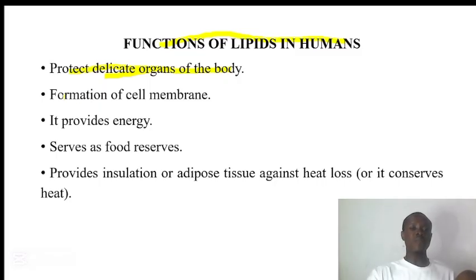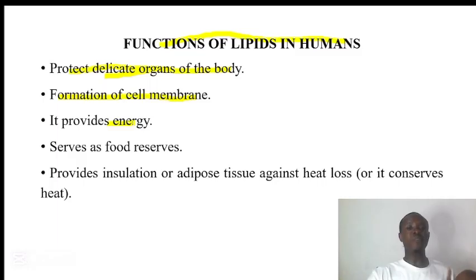Number two, it is used in the formation of the cell membrane. The cell membrane is a phospholipid layer. So it has a lipid as one of its components. And also it provides energy. In fact, lipids provide more energy than carbohydrates when they are consumed in the same amount.